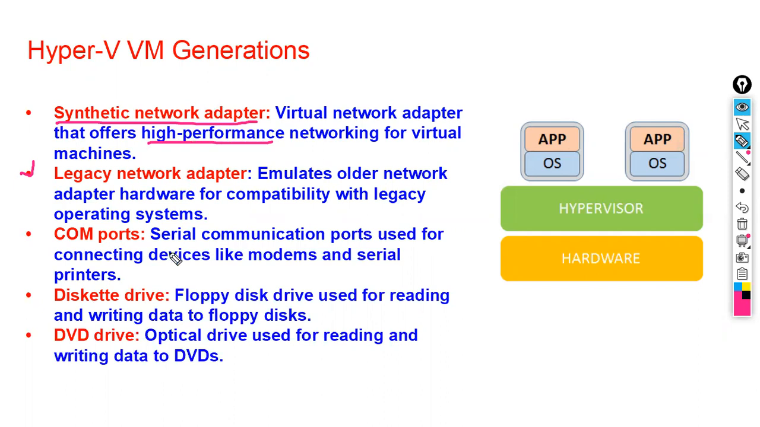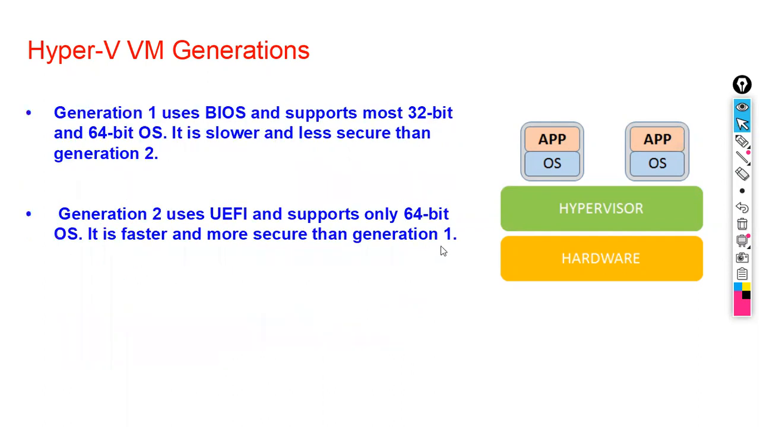Then we have COM ports, serial communication ports used for connecting devices like modems and serial printers. Then we have the diskette drive, a floppy disk drive used for reading and writing data from floppy disks. Even the diskette drive is available. DVD drive, an optical drive used for reading and writing data on DVD. So these are the different components we can get, even the legacy components here.